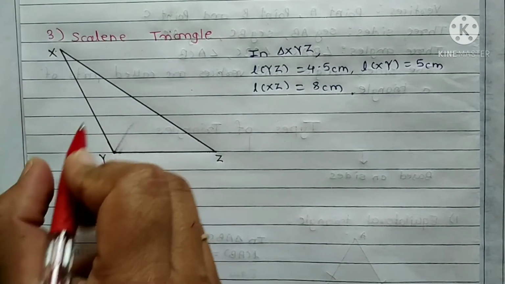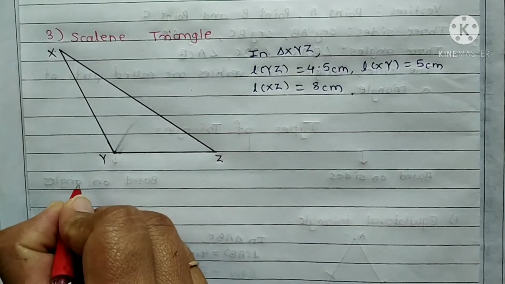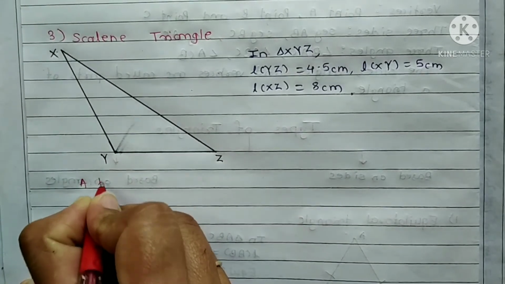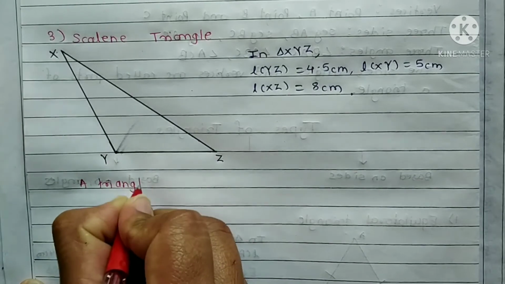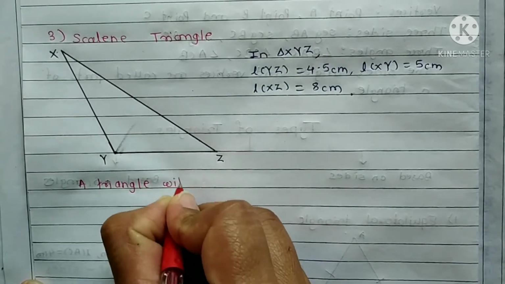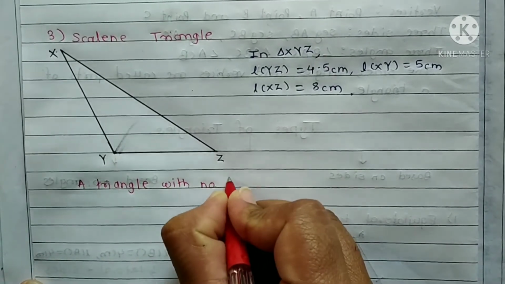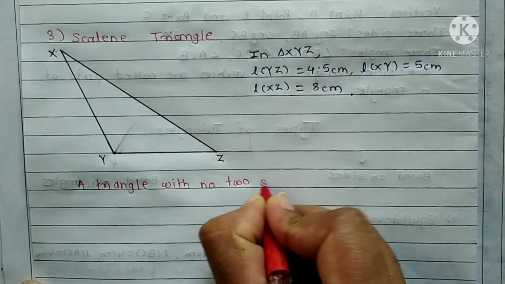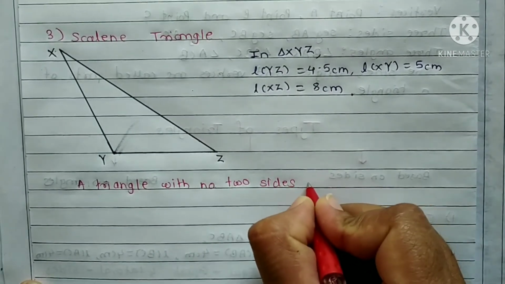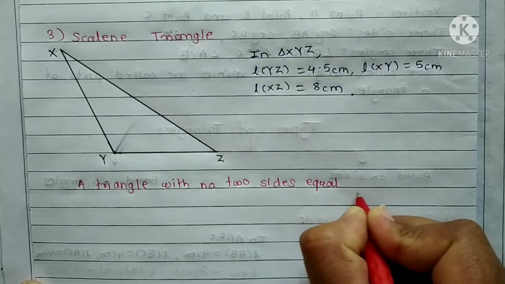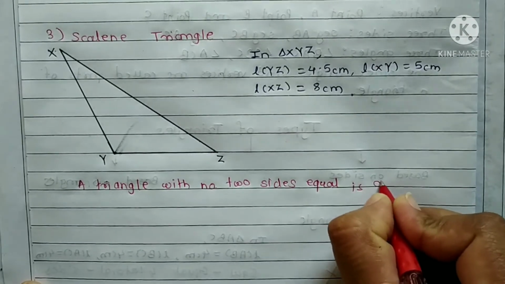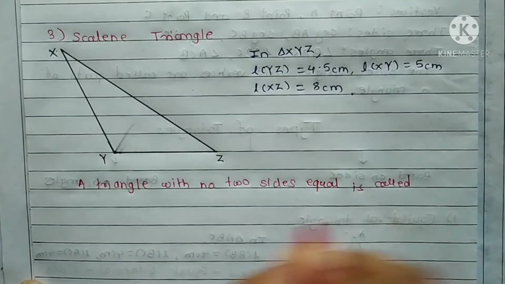So the definition of scalene triangle is: a triangle with no two sides equal is called a scalene triangle.